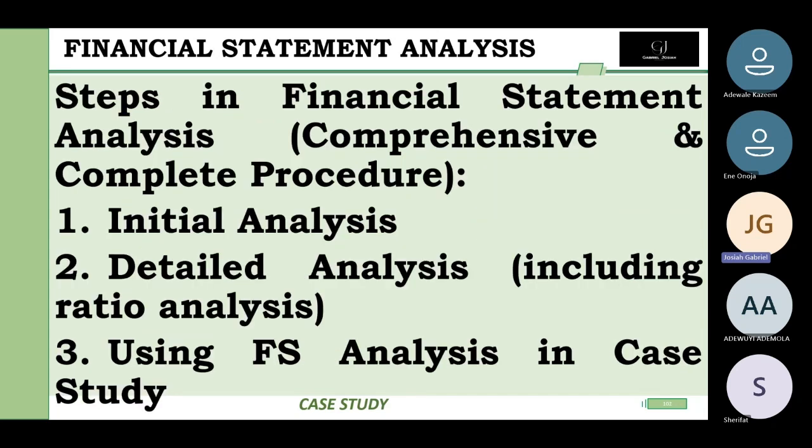So there are steps in performing this financial statement analysis. Comprehensively, you need to complete the procedure by first doing an initial analysis. You look at the bird's eye view. You go through initially the documents and the components. You look at the SCI, you look at the SFP, and if provided, the cash flow statement. The next thing is to do a detailed analysis, including ratio analysis. And the third step is to use the financial statement analysis in the case study to explain these numbers.